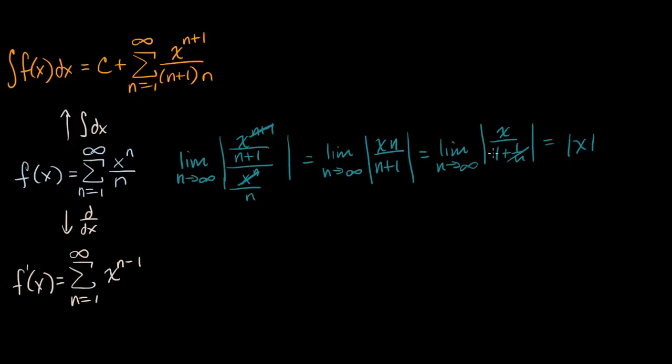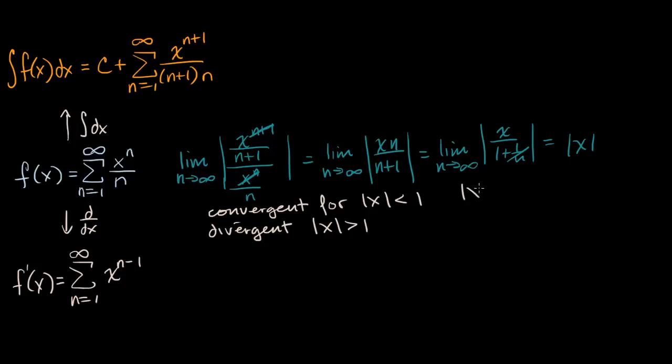And the ratio test tells us that this series is convergent if this right over here is less than 1. It's divergent if this is greater than 1. And it's inconclusive if this equals 1. So we know, let's write that down. We know we are convergent for the absolute value of x less than 1, when this thing is less than 1. We know that we are divergent when this thing is greater than 1, when the absolute value of x is greater than 1.